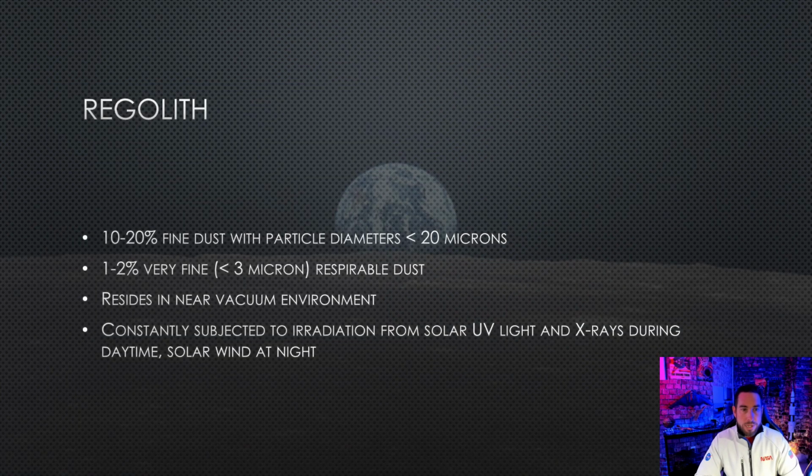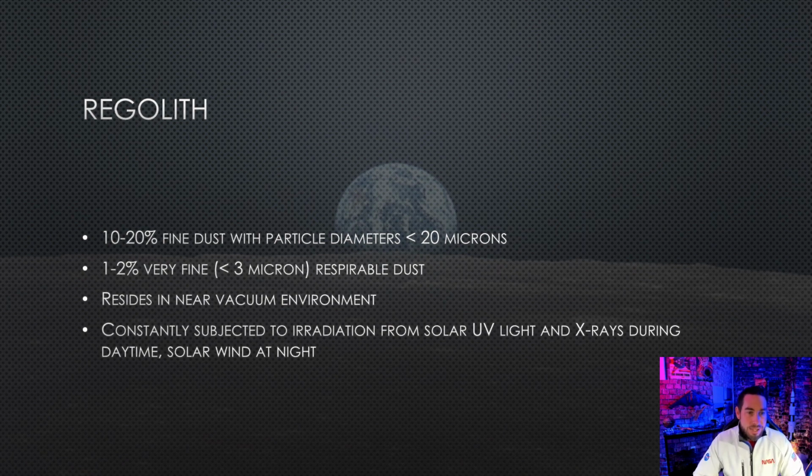All right, so a little bit more on regolith. 10 to 20% of the lunar soil is fine dust with particle diameters of less than 20 microns. These can still be inhaled, but the very fine, less than 3 micron size gets all the way down into the alveoli. With enough concentration there, it can lead to severe respiratory distress and hypoxia, which you don't obviously want to have happen when you're on this surface.